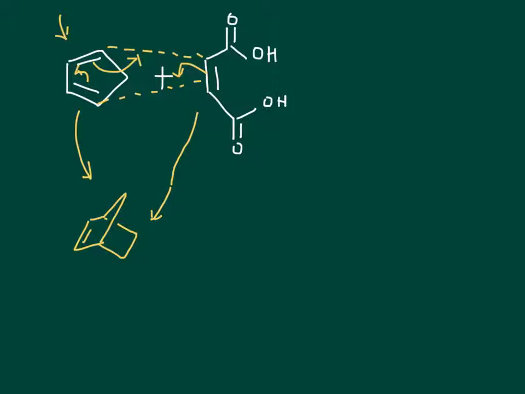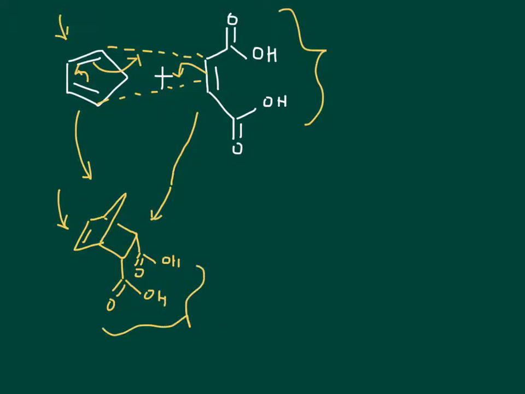In this case, we're going to want endo preference because we're getting favorable interactions between the pi bond and the electron withdrawing substituents. So we'll want to put these electron withdrawing groups closer to the pi bond, that one there. And the way we'll do that is we'll put the electron withdrawing groups in what you might consider axial positions based on this view, the way I've drawn it.